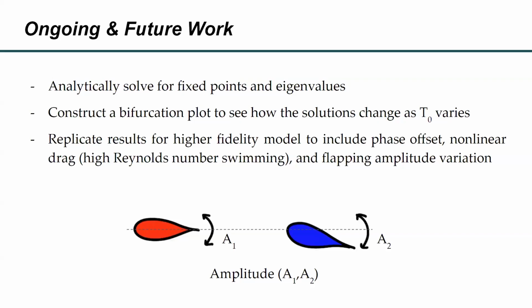So for my future work, I'd be interested in analytically solving for fixed points and eigenvalues in the sinusoidal thrust model. I'd also be interested in constructing a bifurcation plot to see how the solutions change as T0 varies. And lastly, because I looked at synchronous flapping in my sinusoidal thrust model, I'd be interested in looking at asynchronous flapping, in which we include terms such as the phase offset. And also I'd be interested in a nonlinear drag term, as well as looking at flapping amplitude variation.